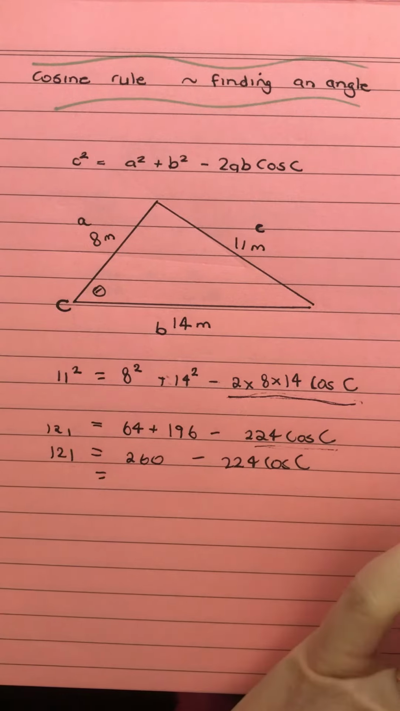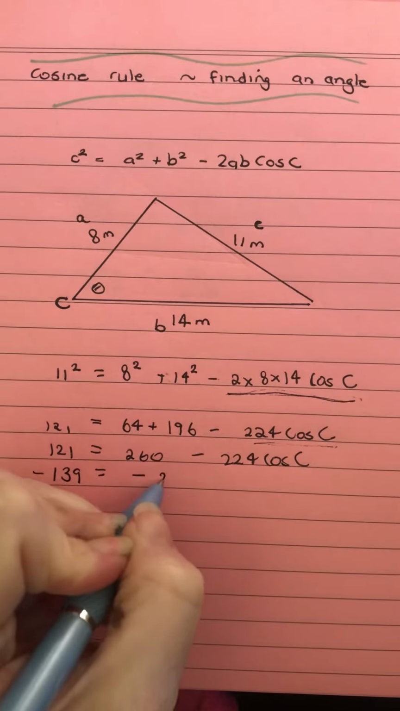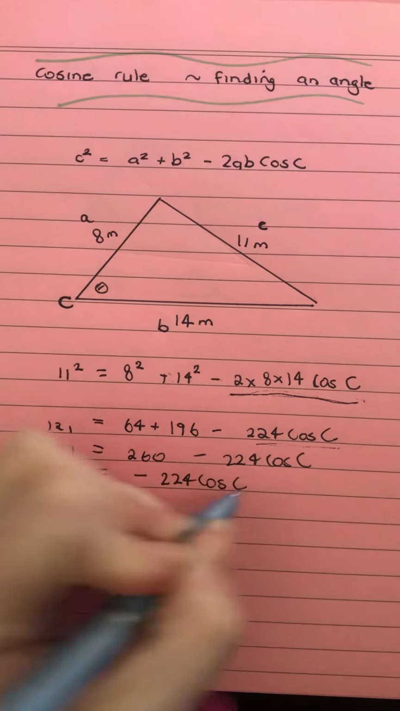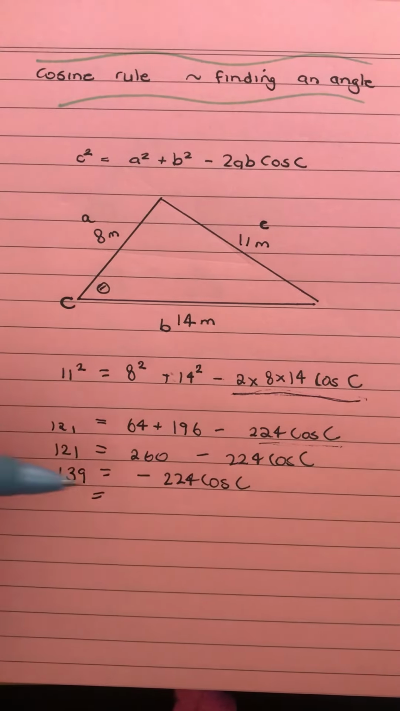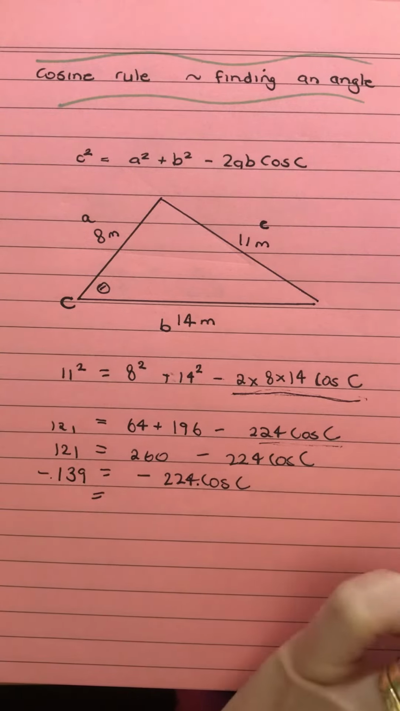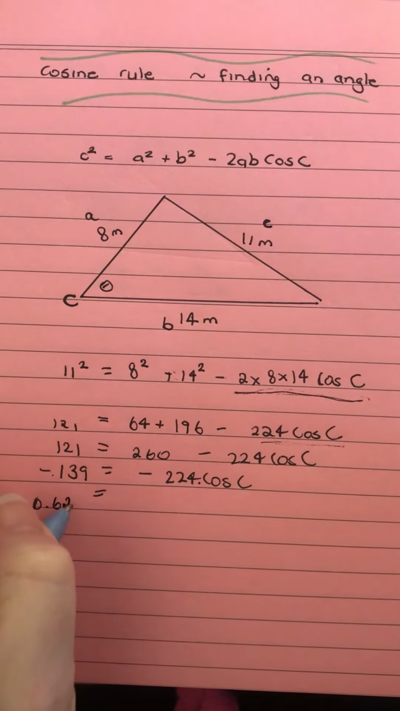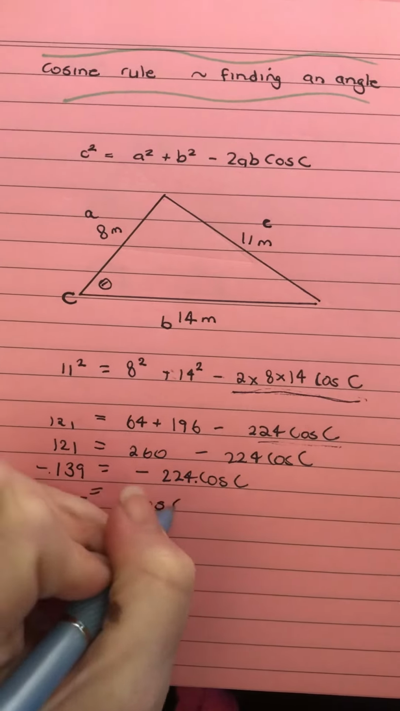Now don't be concerned, you will always get a negative answer here. So negative 139 is negative 224 cos C. So then the next stage, I'm going to do this number divided by that one to get the cos C on its own. And I get 0.6205. That's what cos C is equal to.